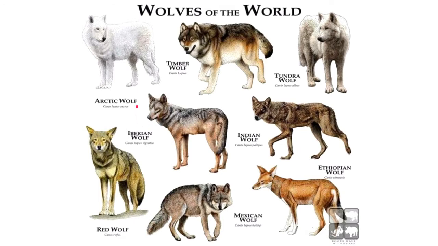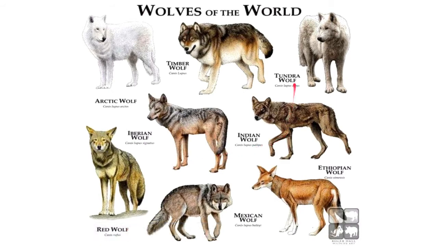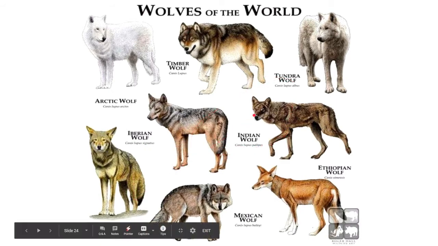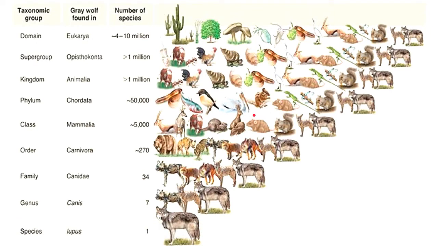Let's do that exercise again, in which you identify the different taxonomic ranks a species belongs to. Okay, so an example for this would be wolves. We have several other types of wolves in the world, like the tundra wolf, the Indian wolf, and all that. But for this example, we will be using the scientific name Canis lupus for this particular species.